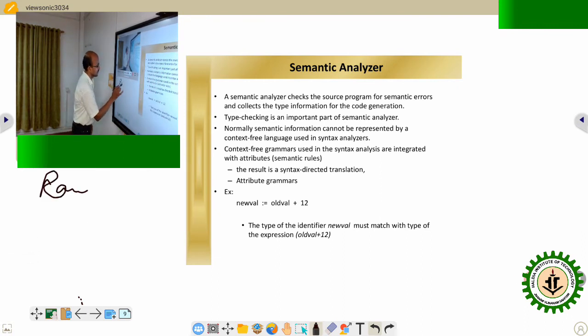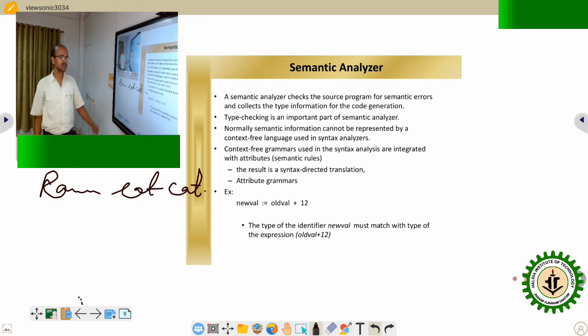If I write "Ram eat cat", it is grammatically correct but does not bear any sense. So that is why, when the sentence is written as new value is equal to old value plus 12, maybe the old value is of the string type and you know that 12 is the integer type, so we cannot perform addition of an integer to a string. So basically the semantic analyzer recognizes the underlying meaning of the sentence, and what type of operation is to be performed, or whether the operation will be performed at all or not.